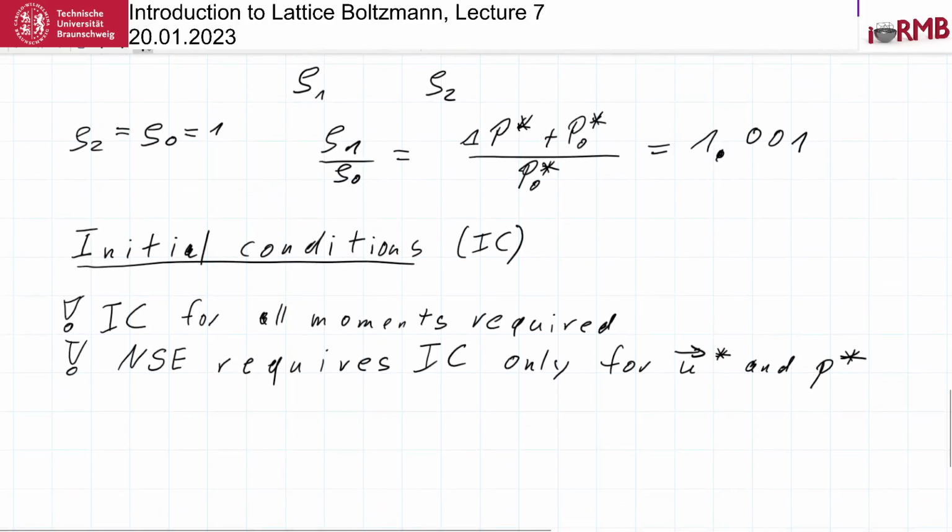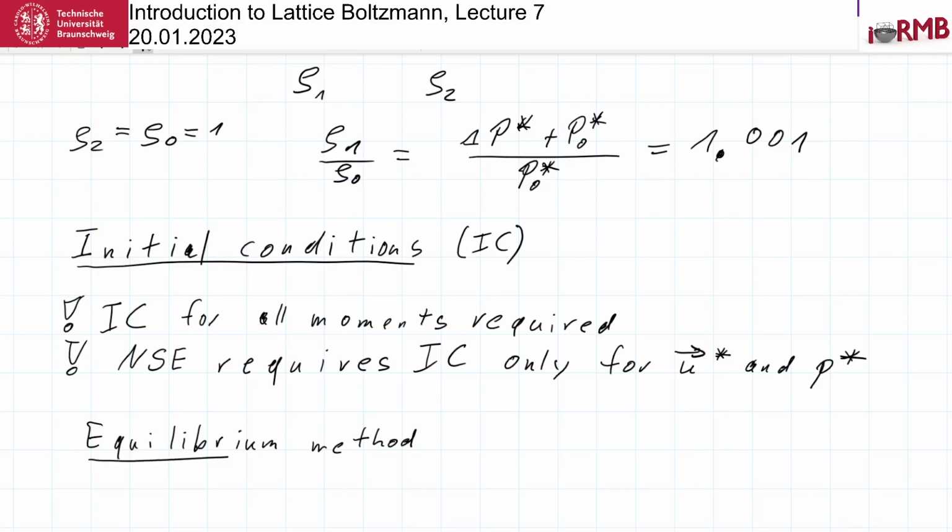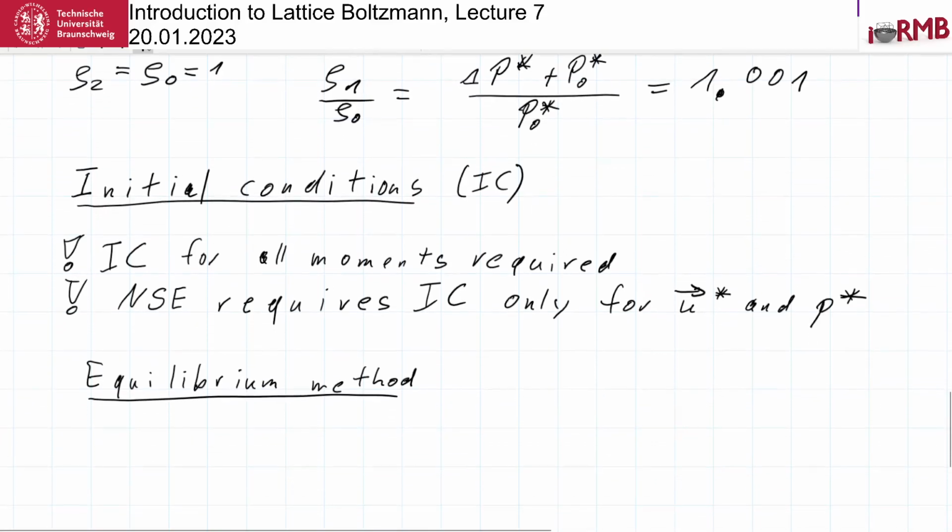So what are we usually doing? The first and simplest way to initialize Lattice Boltzmann fields is by using the equilibrium methods. And even though this is not perfect, this is the way it is usually done.